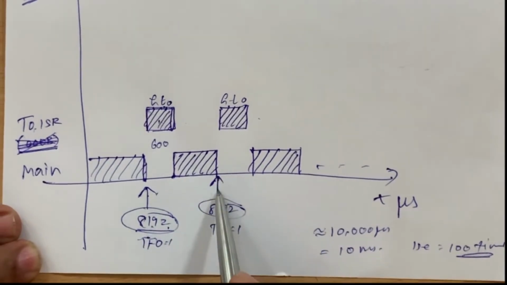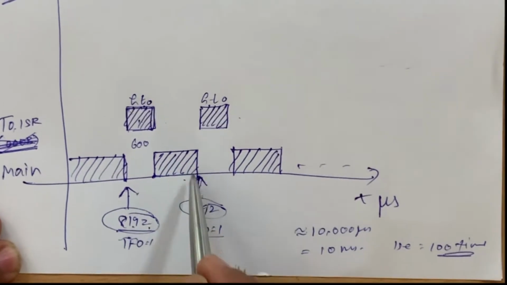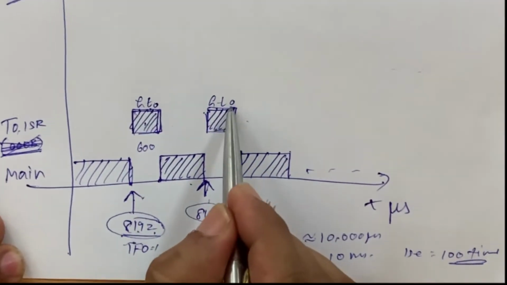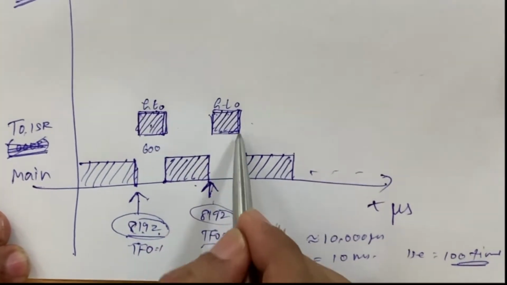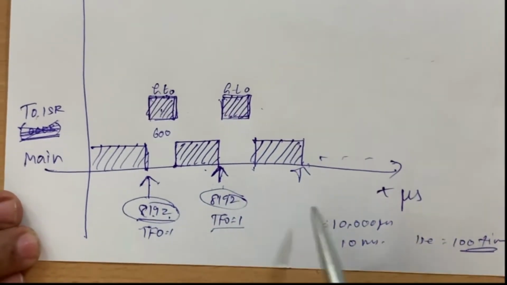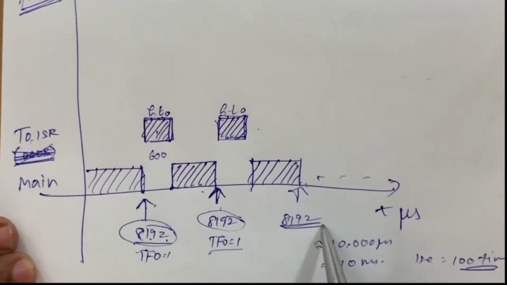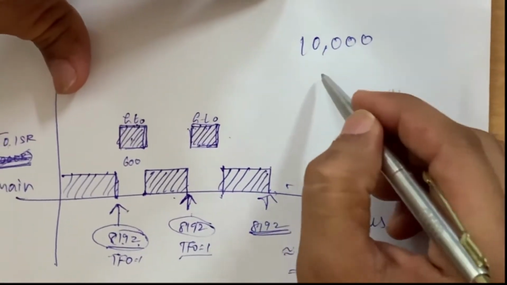So after 8192 microseconds, again the timer flag will overflow. It will create an interrupt, a timer interrupt, and the timer 0 ISR will get executed. Once again we are displaying ones first, then tens next, then hundreds, then again going to this. This process repeats several times within that 8192 microseconds. 8192 microseconds, when approximated as 10,000 microseconds, is 10 milliseconds.